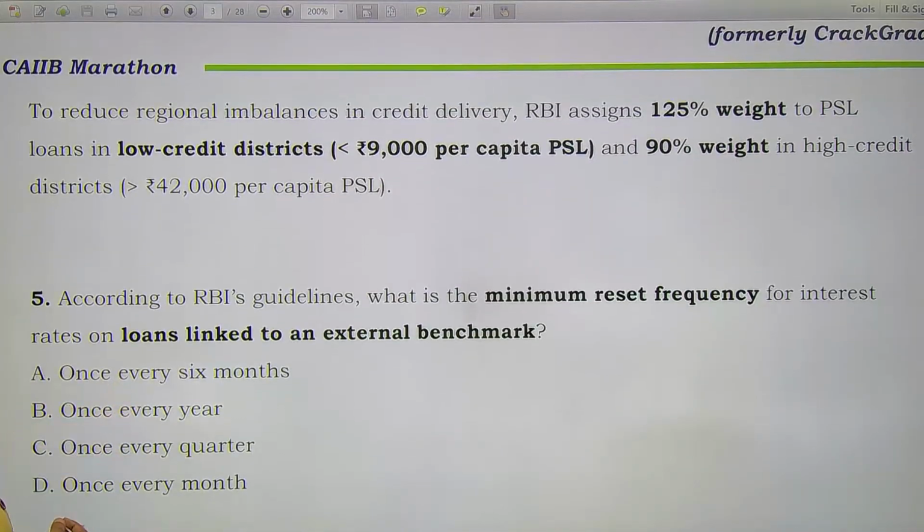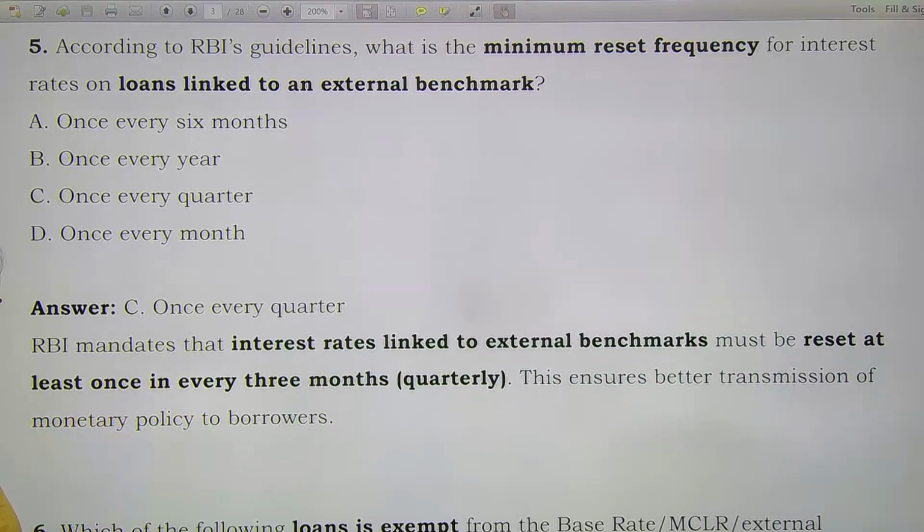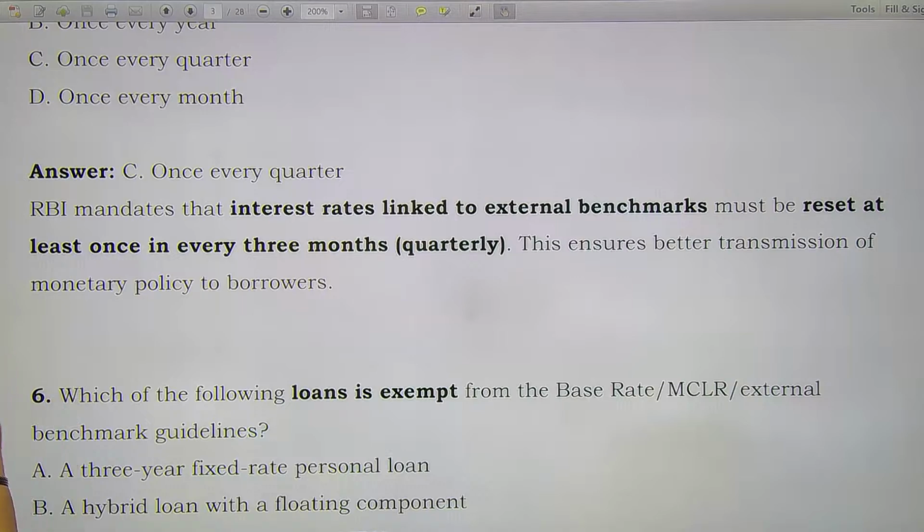As per the RBI guidelines, what is the minimum reset frequency for interest rates on loans linked to external benchmarks? So every 3 months you have to reset the loan rates which are linked to the external benchmark. This is as per RBI guideline.